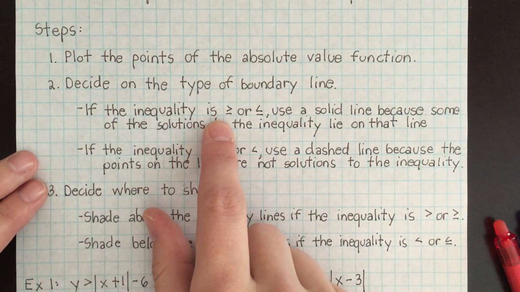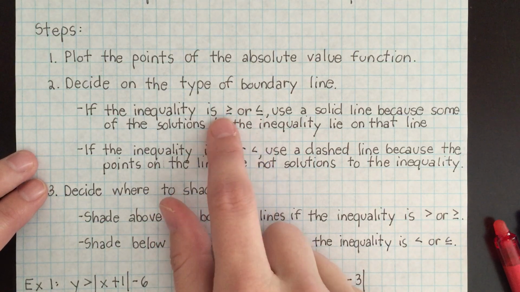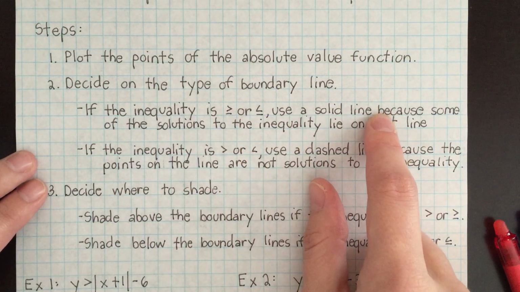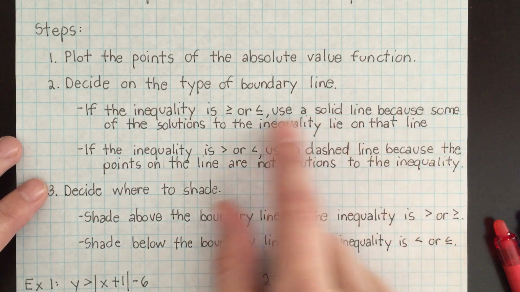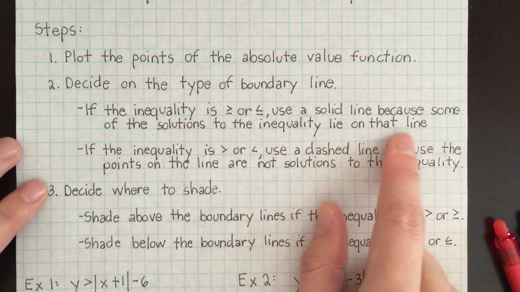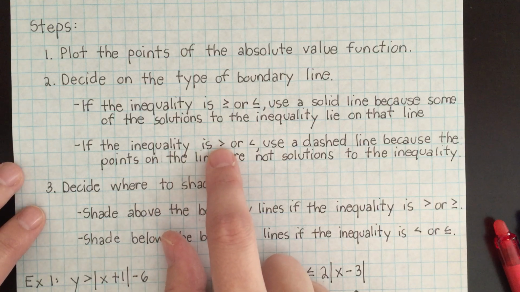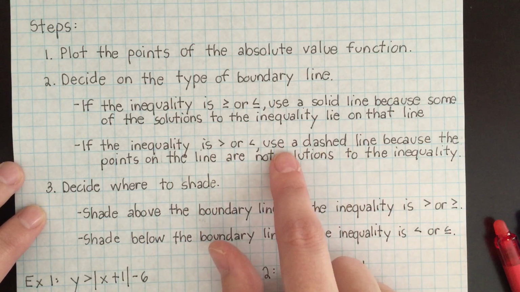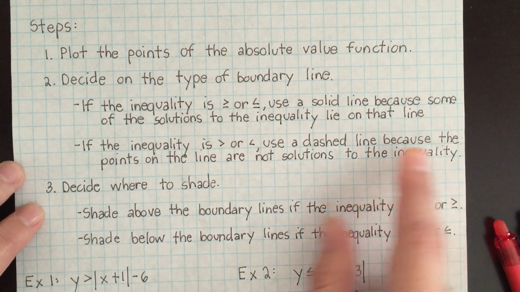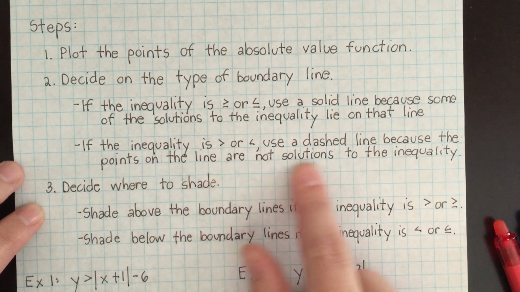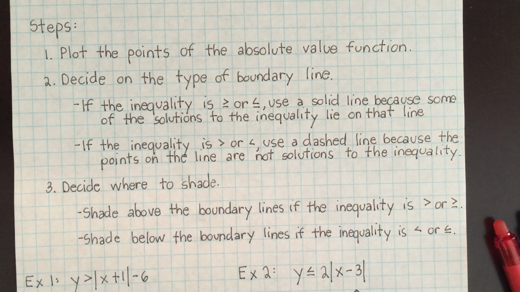So if your inequality symbol has the or equal to underneath, you're going to use a solid line because some of the solutions to the inequality will lie on that line. If your inequality is not or equal to, then you're going to graph using a dashed line because the points on that line are not solutions to the inequality.